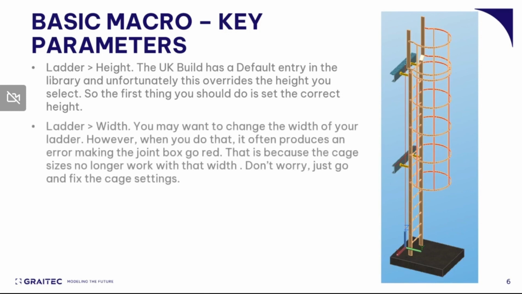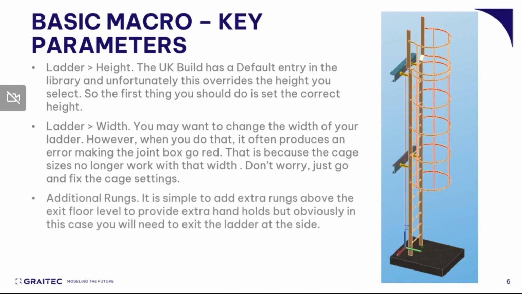You also want to check the ladder width, which you can set to any width you like, but very often when you do change the width, the whole joint box goes red and the whole thing goes into an error state. And that's not because you've done anything wrong, that's because the size of the cage isn't suitable for the size or width of the ladder itself. And obviously the cage has to be wider than the ladder. So don't worry about that, just go ahead and fix the cage settings and all will come good again later.